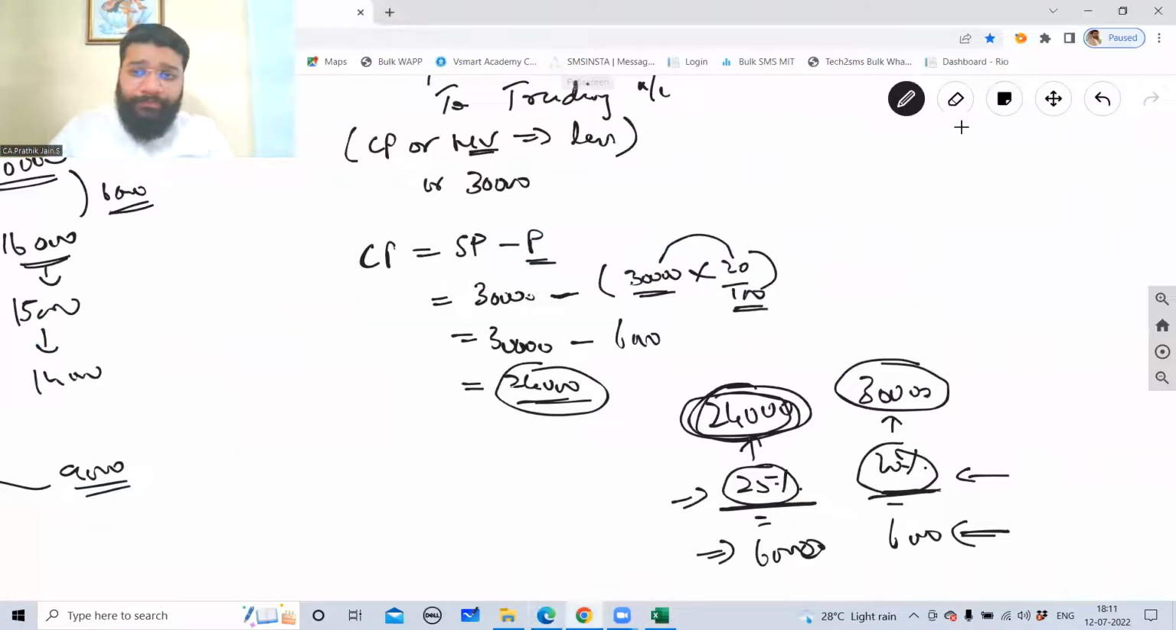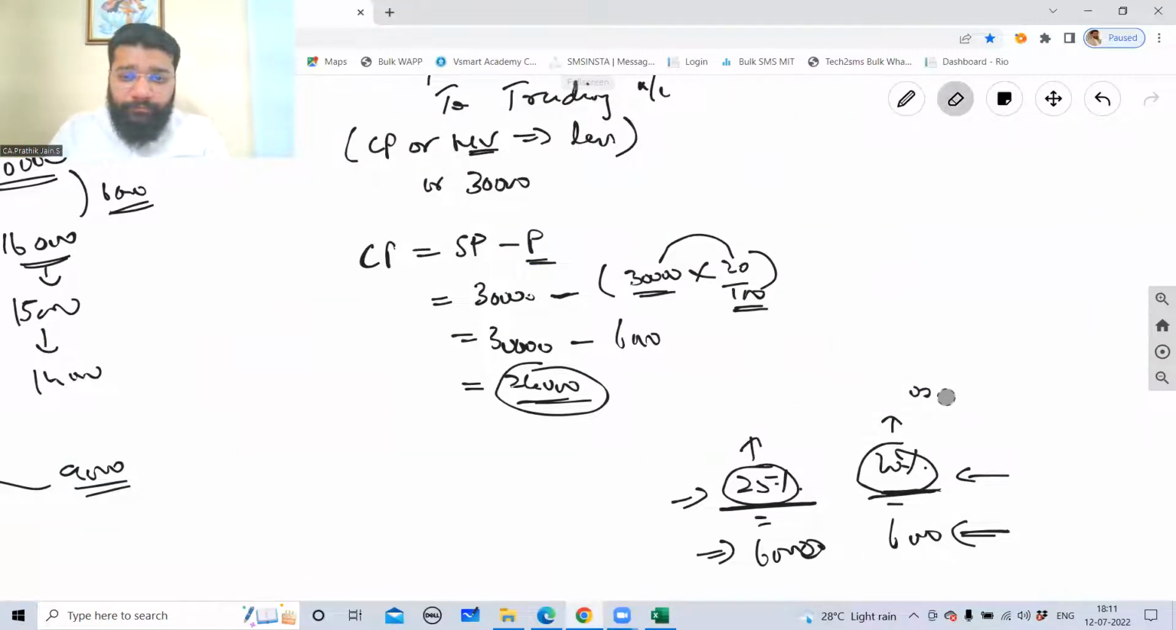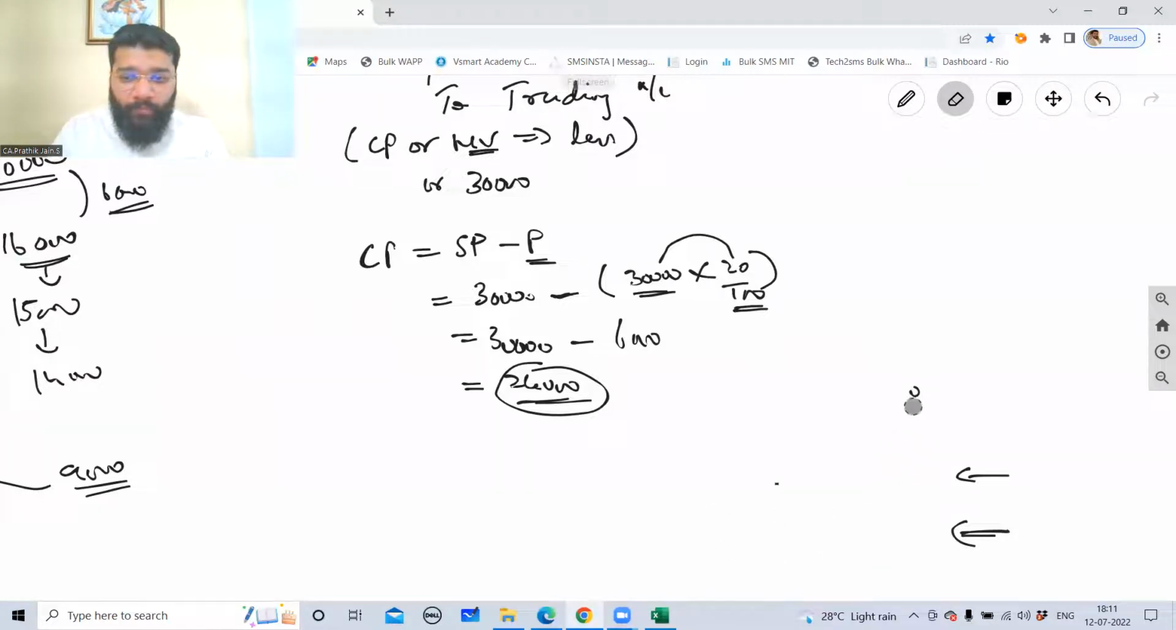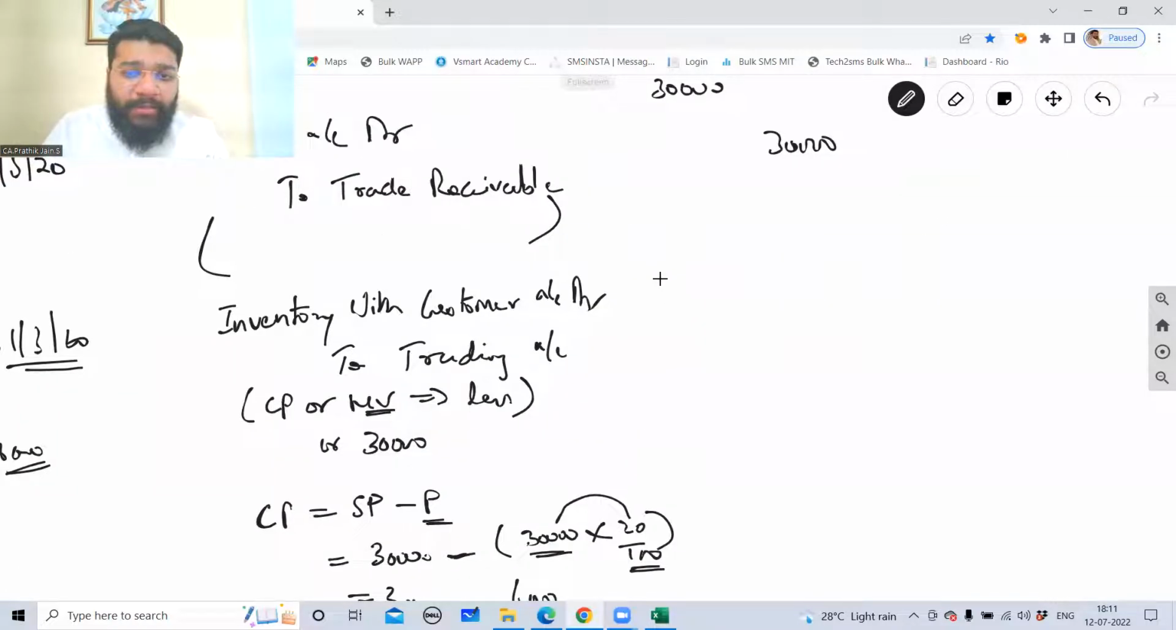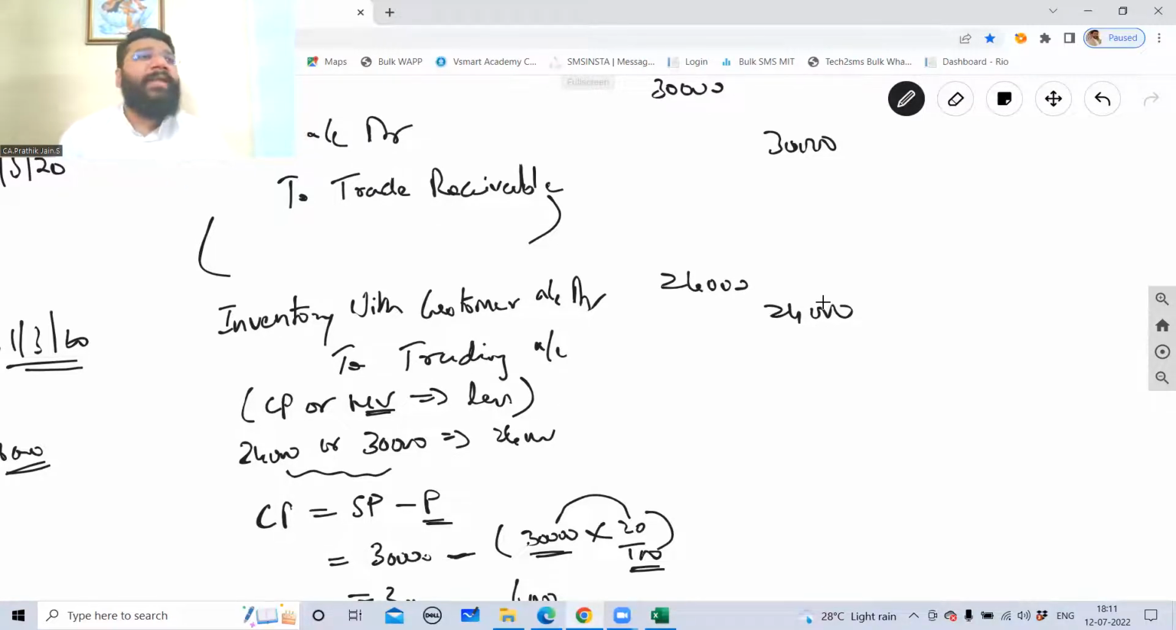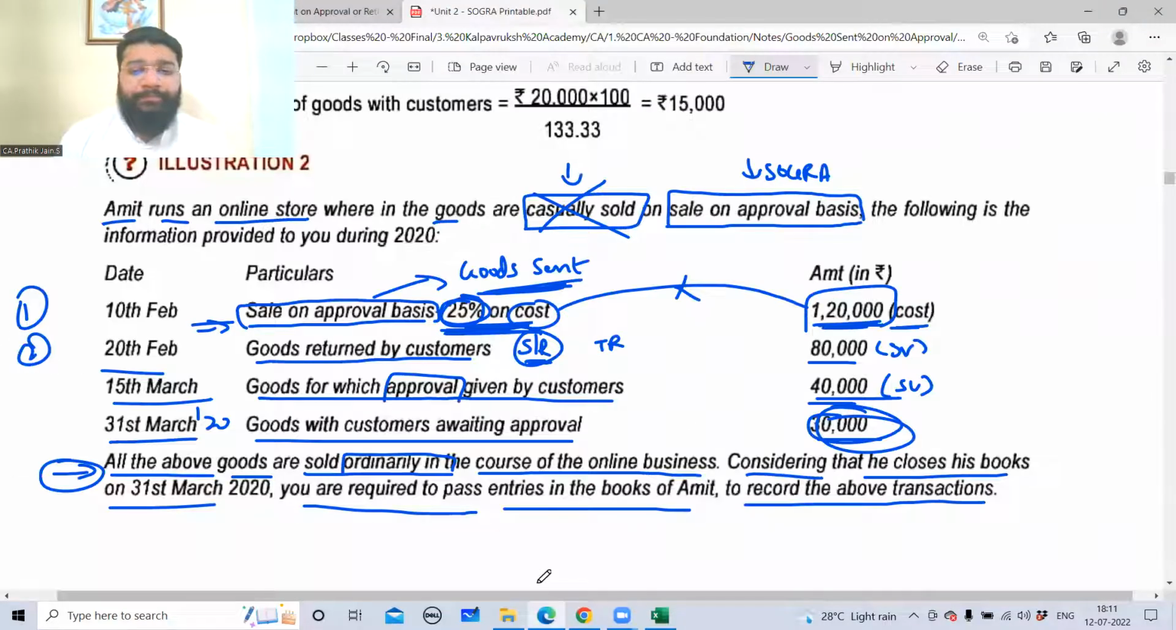Now coming back. So here guys, I'm recording inventory at cost price because cost price is 24,000, market value is 30,000, whichever is less. The less price is 24,000. So inventory you'll record at 24,000 rupees. Any problem here? No. Any problem here? No, sir. Guys, any problem here? No, sir.